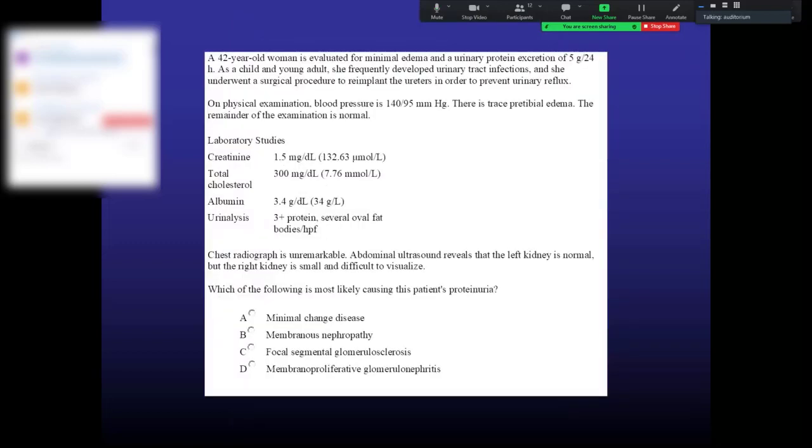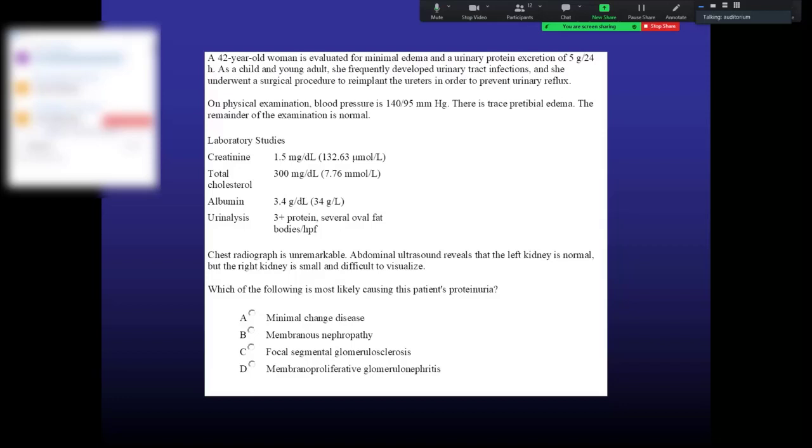Another question, a 42-year-old woman who's evaluated for minimal edema. So they give you that she doesn't have a lot of edema. That's another hint. But she has 5 grams of protein excretion in 24 hours. As a child and young adult, this is why history taking is very important, she developed frequent urinary tract infections. She underwent a surgical procedure to reimplant the ureters in order to prevent urinary reflux.